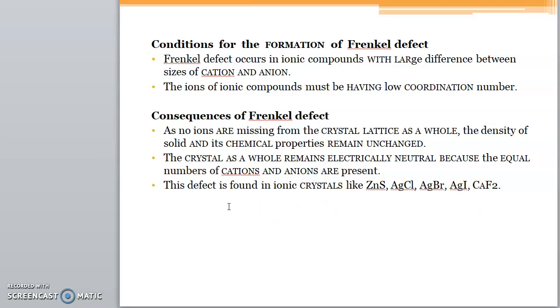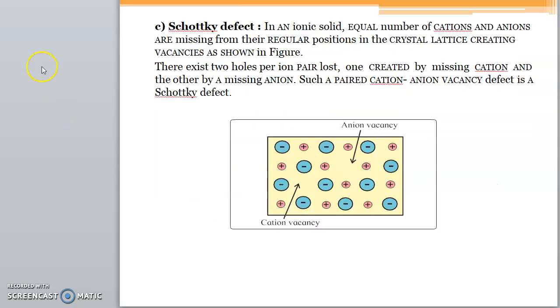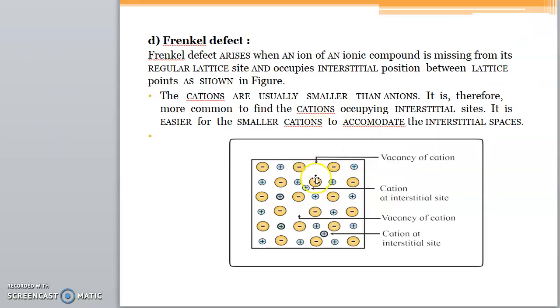So quickly, if we want to find the difference between Schottky defect and Frenkel defect: in Schottky defect you'll find a vacancy, but in Frenkel defect, the vacancy is created by a cation or an anion which goes and occupies some other position, which we call the interstitial position within the crystal lattice.